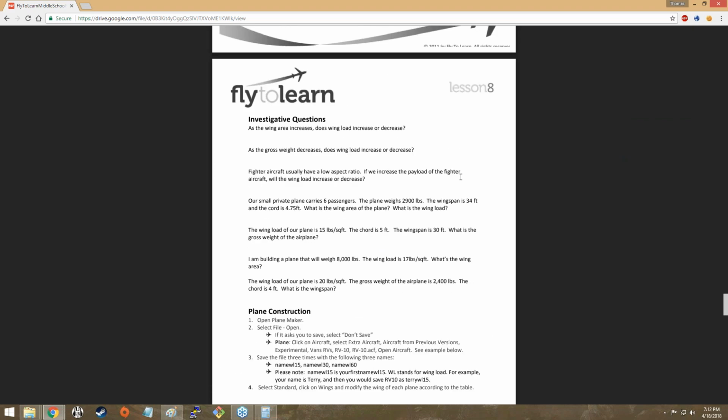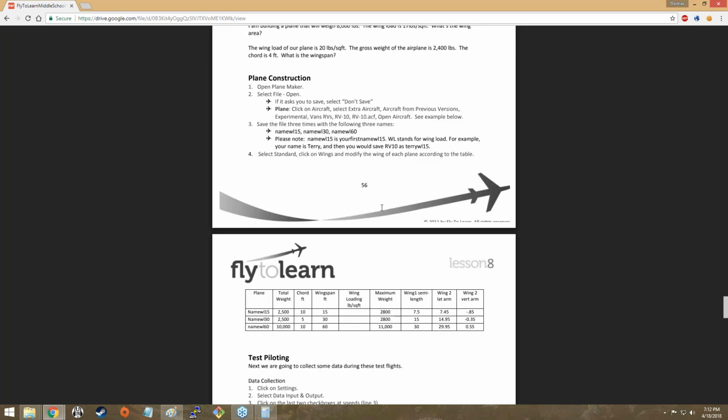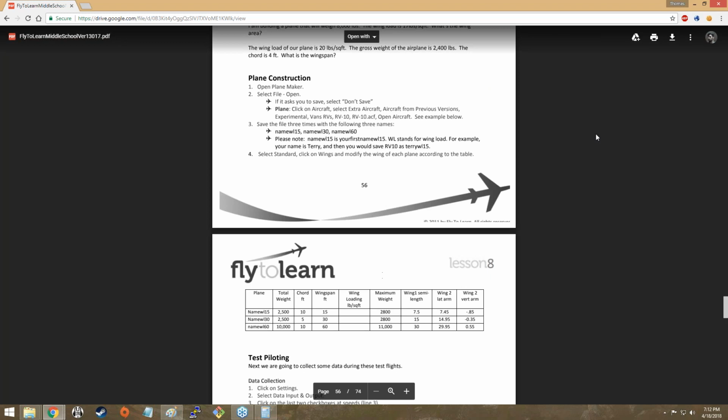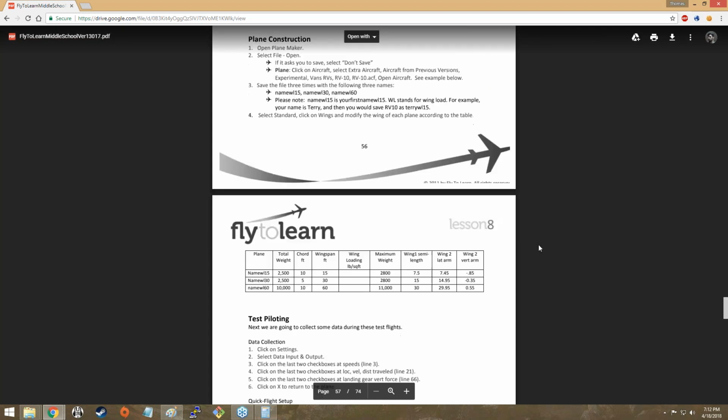Then we had some questions, all meant to reinforce the same idea that if you increase the weight or decrease the wing size, you increase the wing loading, and the opposite is true if you decrease the weight or increase the wing size. Anyway, that's not why you guys are here. You guys are here to do the test flights. So I'll walk again real quick through how to do the test flights, and then I will leave you guys to do the test flights, and then we'll move on to the next lesson after you guys are done with that.